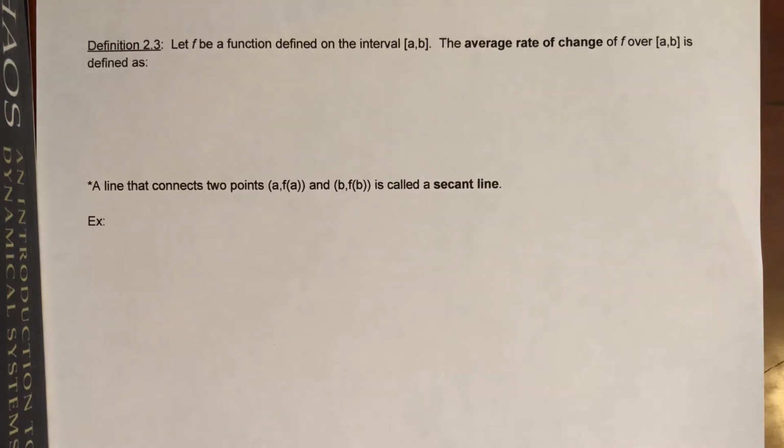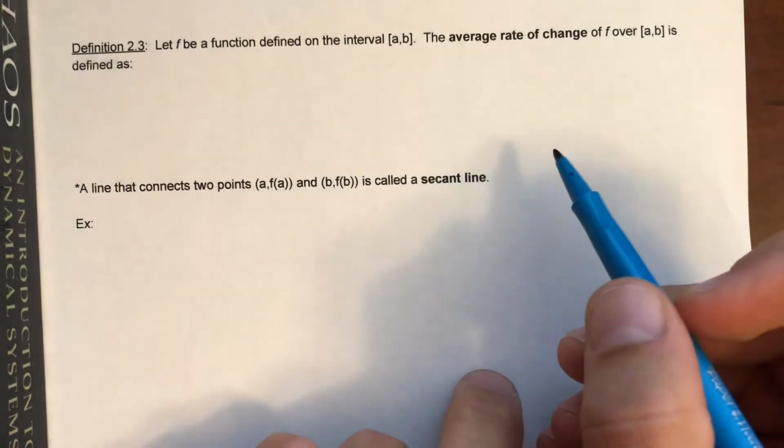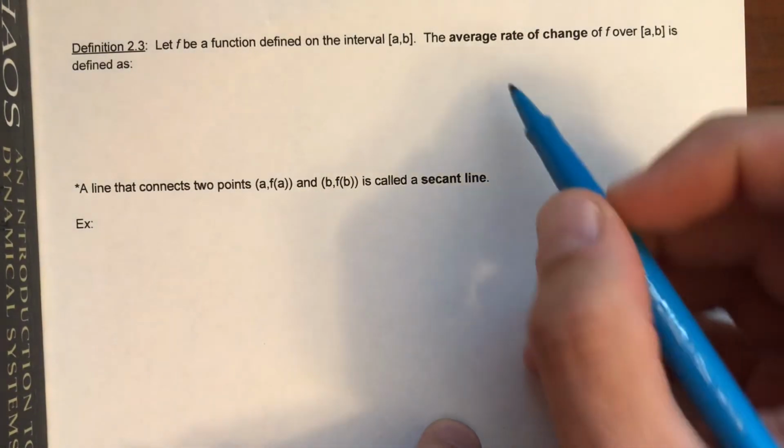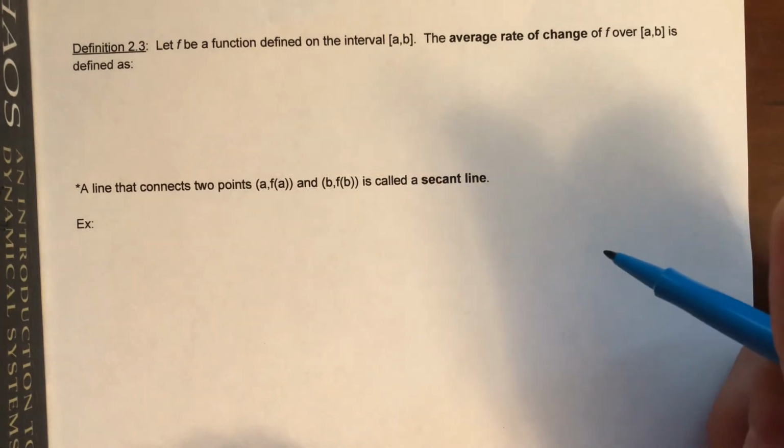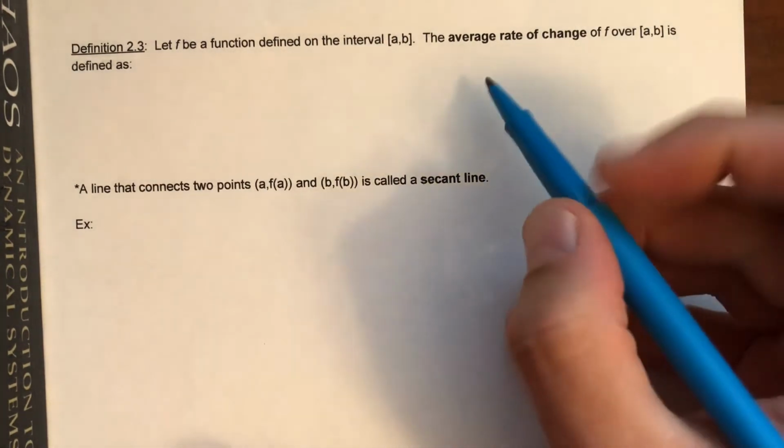So definition 2.3, let f be a function defined on some interval. The average rate of change of f over the interval ab is defined as what? So average rate of change. We already talked about what slope means. Slope is the rate of change of our function, right? It's the change in y divided by the change in x.